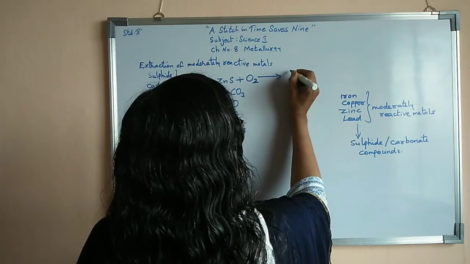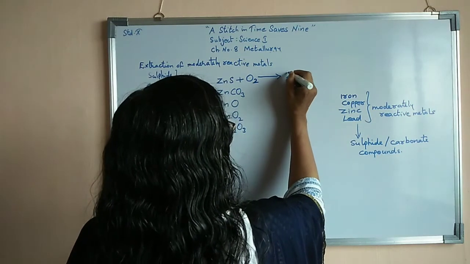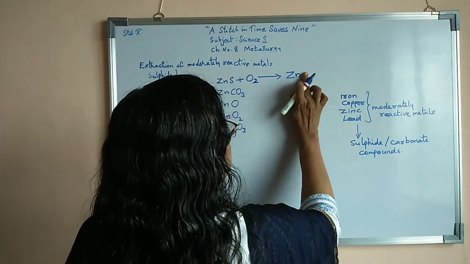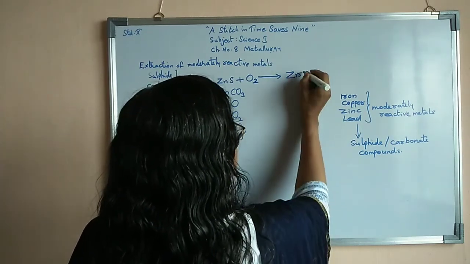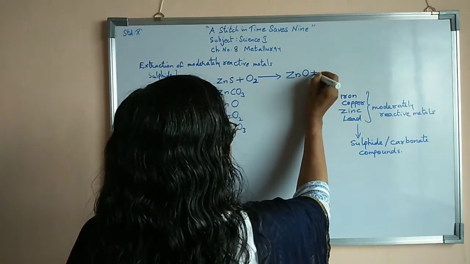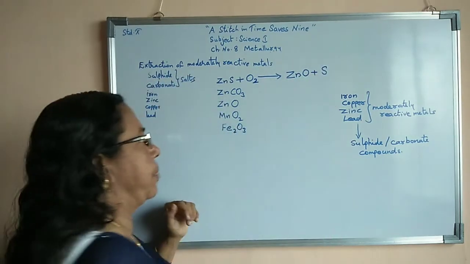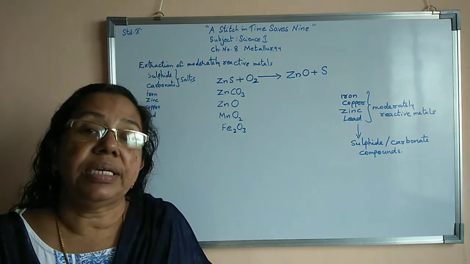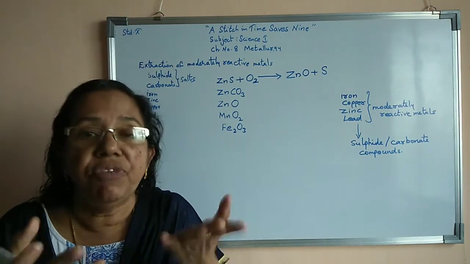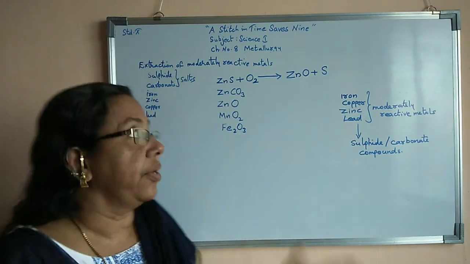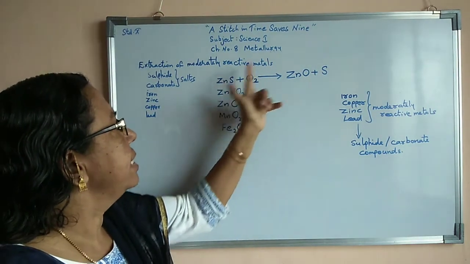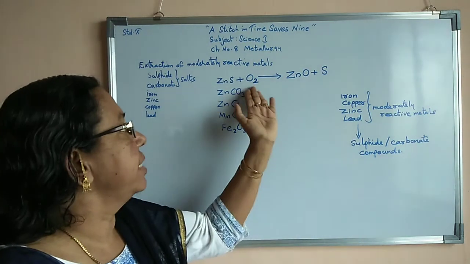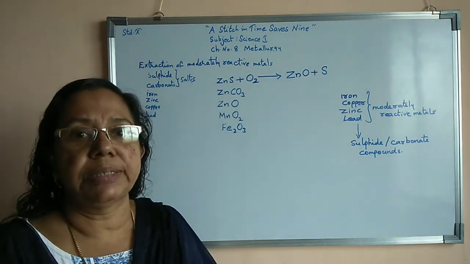As a result, zinc oxide will form as well as sulfur will separate. So here we heat zinc sulfide with excess of oxygen. As a result, from zinc sulfide, zinc oxide will form. Along with that, sulfur will be produced.